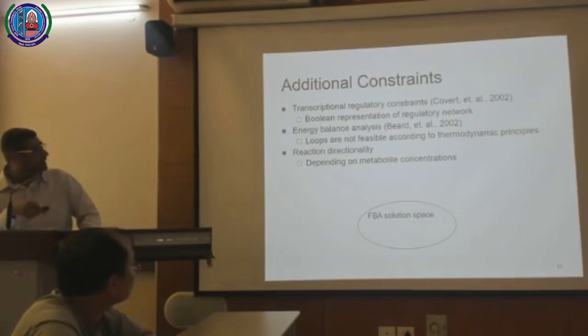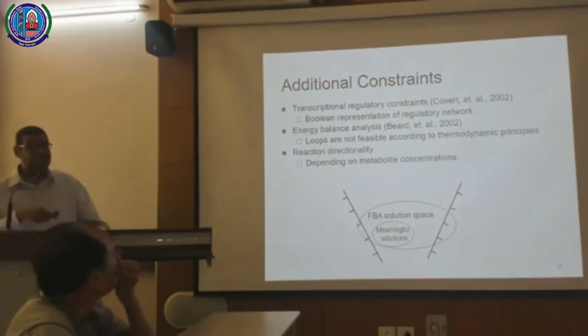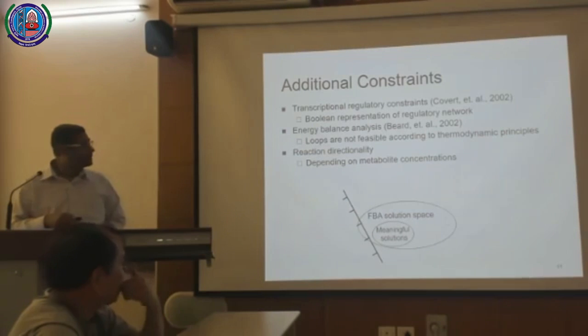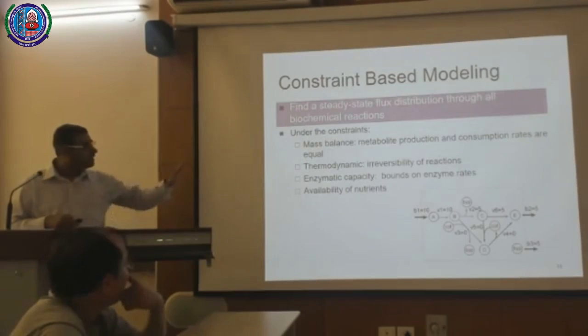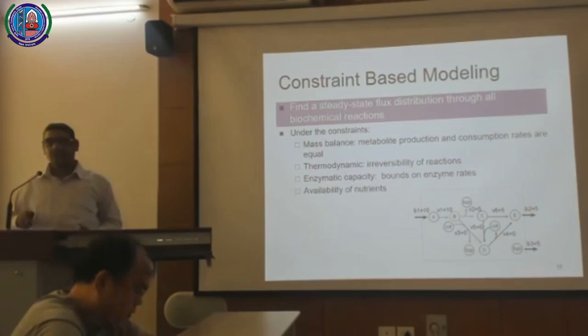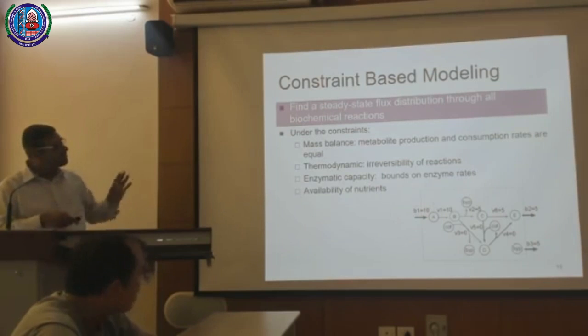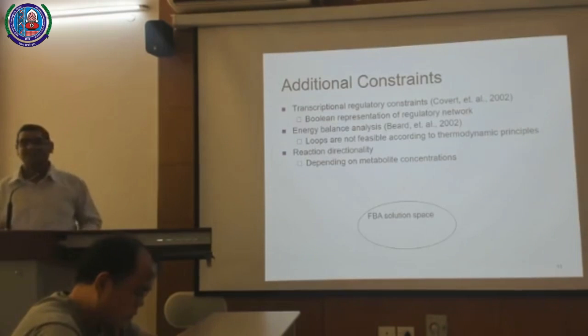Now we go to the next slide. Sorry, this is later: additional constraints. In the previous slide you have seen the known constraints. We know that these will be there in any type of metabolic reactions. But if you proceed further, you can find additional constraints.